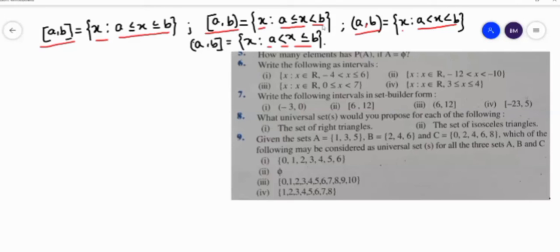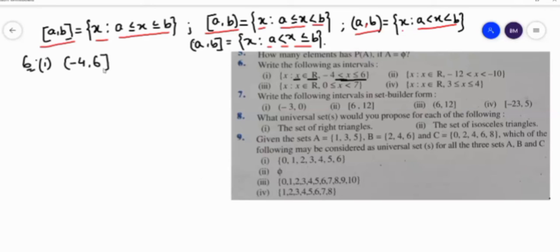Okay, now exercise 6, Roman 1. It is given the collection of all those x belonging to R, R is the set of real numbers, such that -4 less than x and less than or equal to 6. So what will be the interval? As it is less than, this side is open, only less than. So open -4 and closed 6. This is the interval for 6 Roman 1.